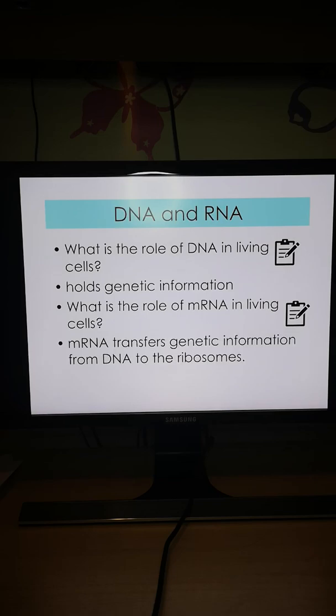So we should have mRNA transfers genetic information from DNA to ribosomes. So that's what its job is. It takes the gene information, so a copy of a gene, from the DNA to the ribosomes, as we'll see later on in the topic. What about tRNA then? Do you remember?